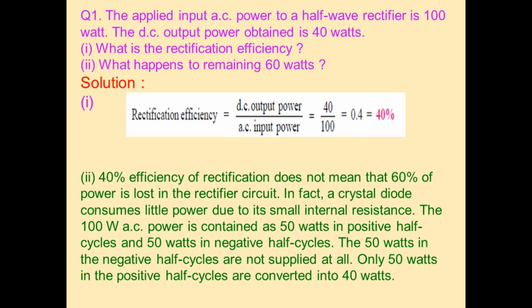Next, focus on the second question. What happens to the remaining 60 watts? The input power is 100 watt. The output power is 40 watt. So in the second question we have to answer what about the remaining 60 watt.